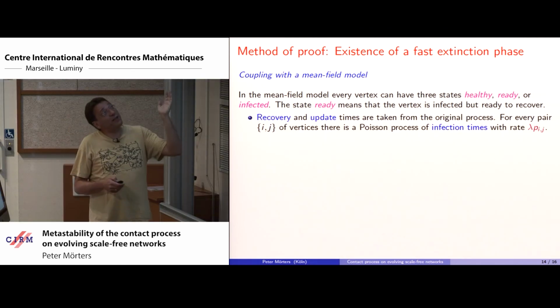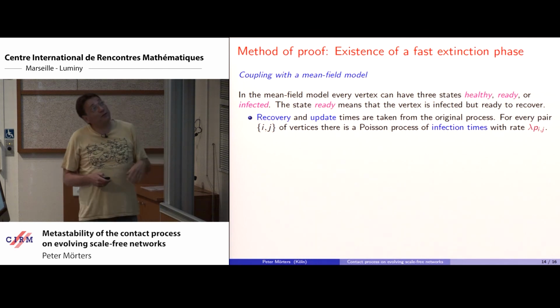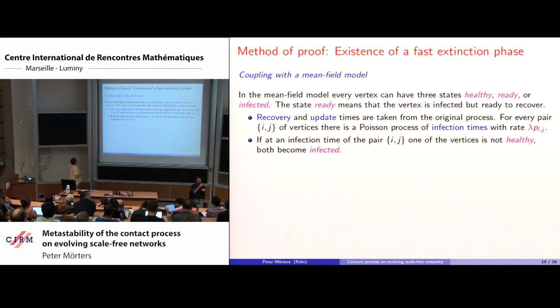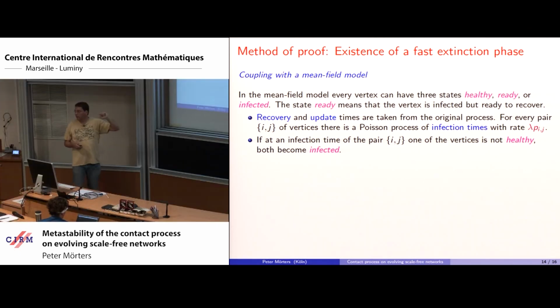So recovery and update times are taken from the original process. We use for the infection times the mean field rate, lambda times Pij, and if an edge infection time clock rings and one of the vertices is not healthy, then they both become infected. Not ready, infected.